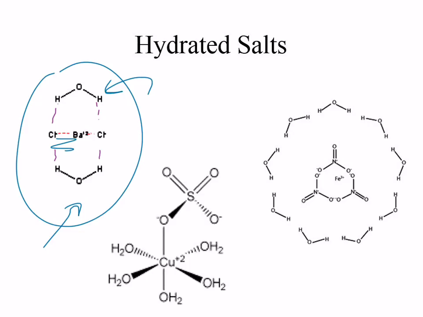Yep. And then this is the copper 2 sulfate with the 5 waters of hydration. I thought this was kind of cool, how they circle around like that, circling the wagons. And this is the iron 2 nitrate with 9 waters of hydration. That's kind of cool.